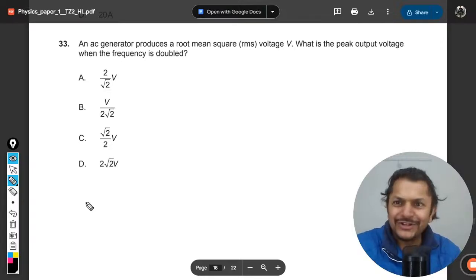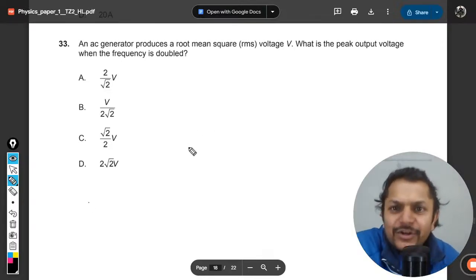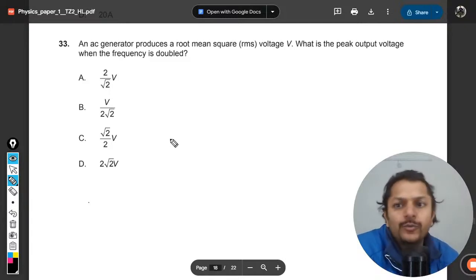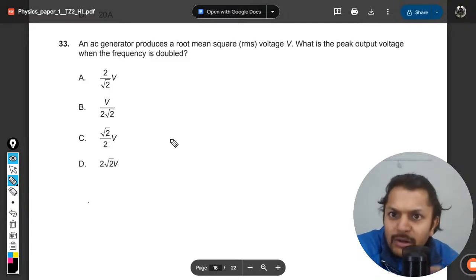Okay, dear student, let us see what is there in this question. An AC generator produces root mean square voltage V. What is the peak output voltage when the frequency is doubled?